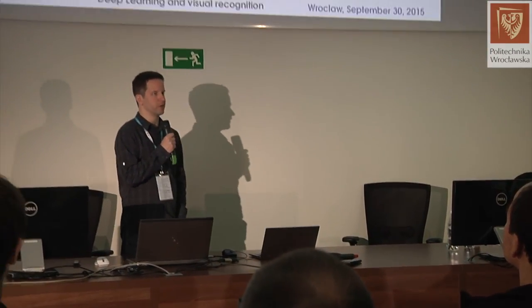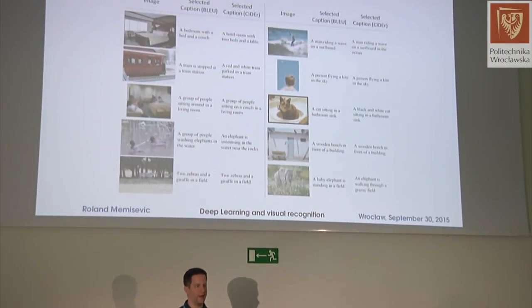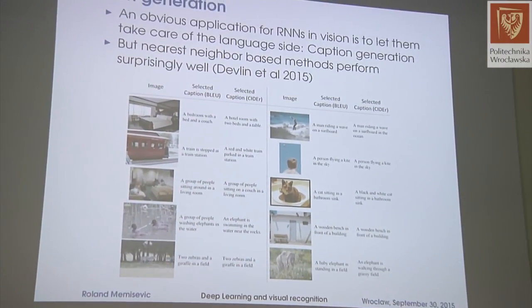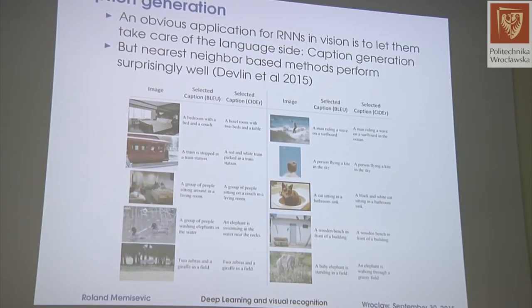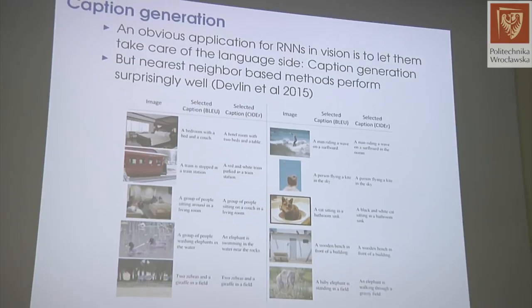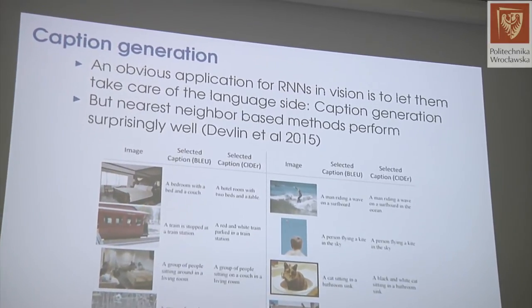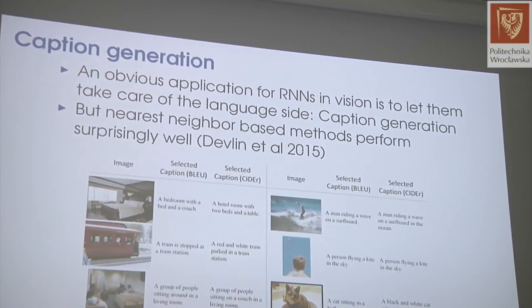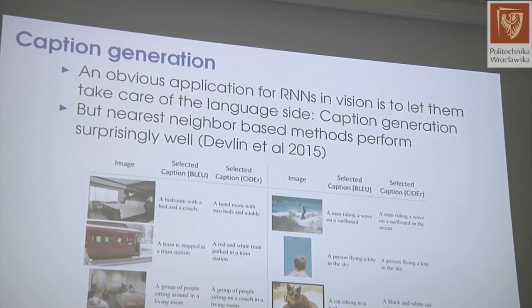So I mentioned there are a couple of applications. Caption generation is the obvious one, because NLP is an obvious consumer for recurrent network technology, and so turning an image into a caption has an NLP side, which is generating the text, the textual description, and so that can naturally be an RNN.